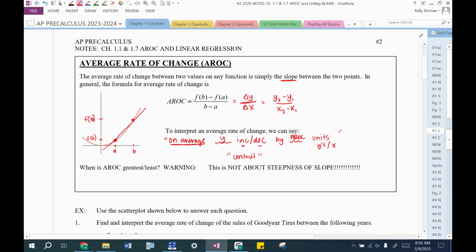Now, we like to get asked this question: when is the average rate of change the greatest or the least, or what's the largest average rate of change versus the lowest? This doesn't always correspond to the steepness of the slope. If all your slopes are positive, then yeah, the steepest one will be the highest. But if you have a collection of positive and negative slopes, it's not always the steepest one that would be the highest or the lowest. So just think about numbers. This is comparing just the numbers themselves.